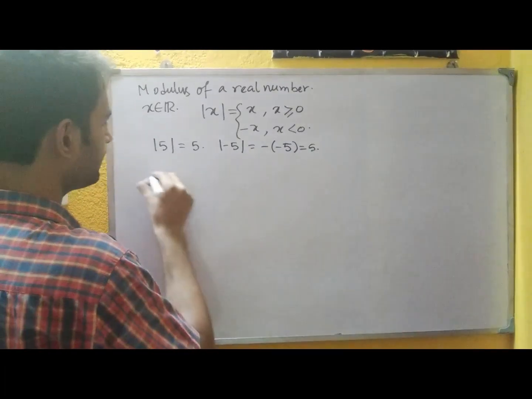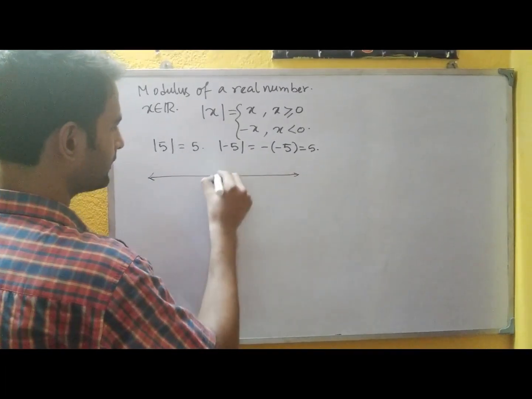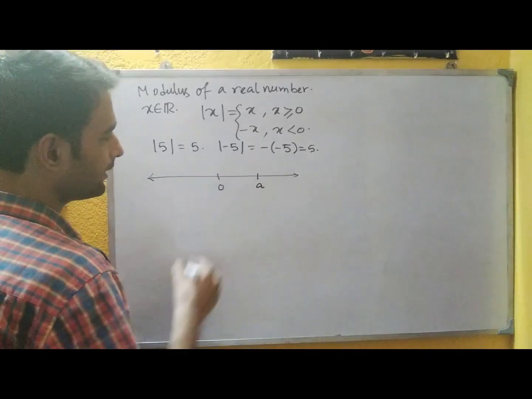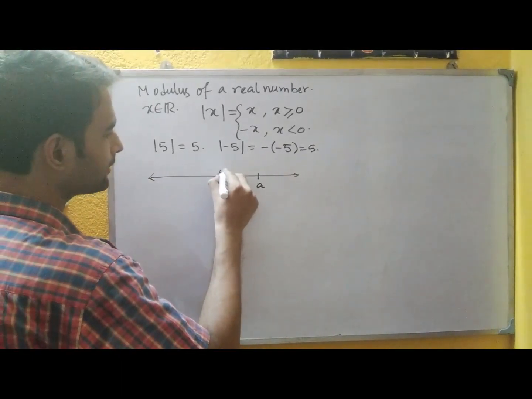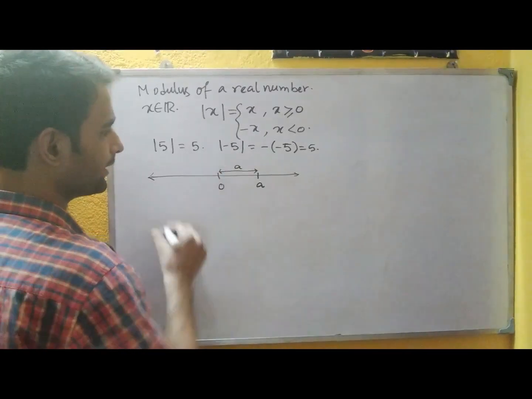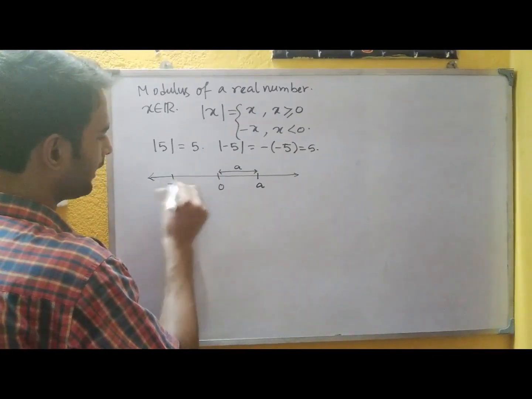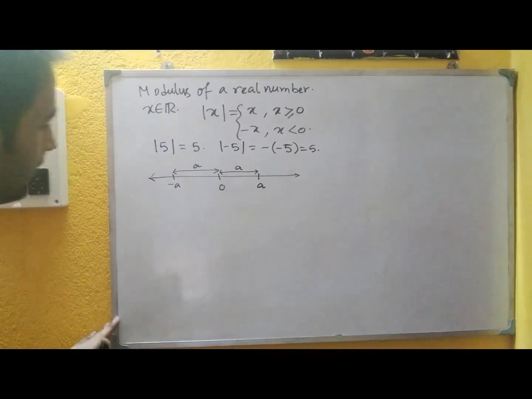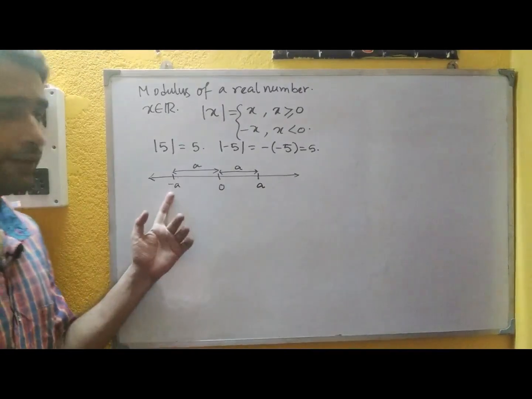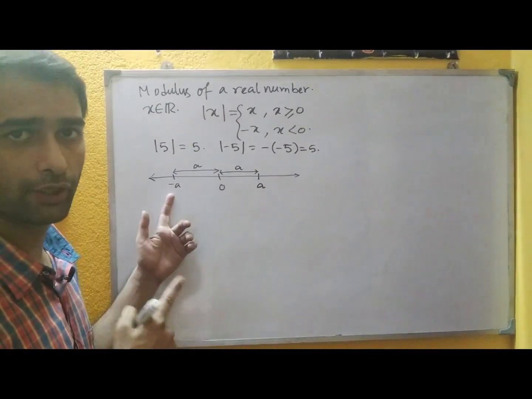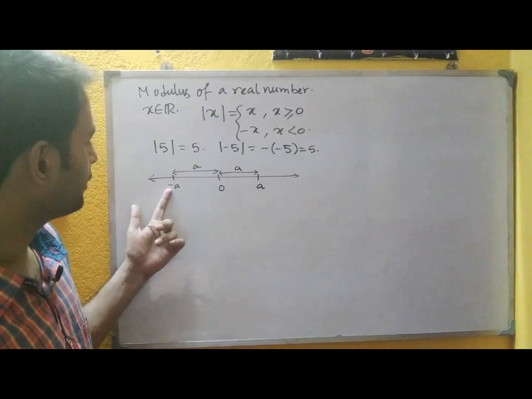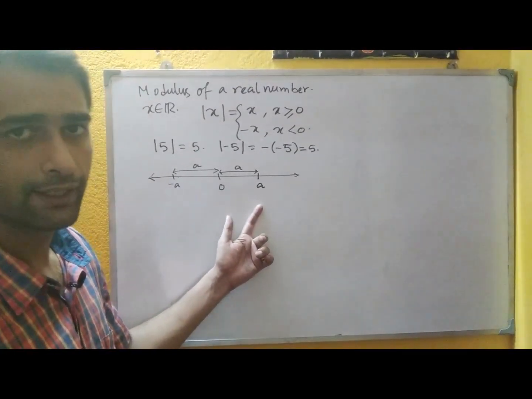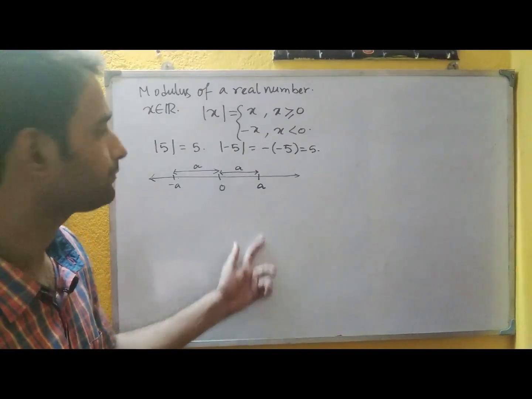So geometrically, this modulus has the meaning of distance. Suppose here is some point A, then the modulus of A is given by this length, which is A. Suppose here is the point minus A, then also the distance here will be only A. So that's how for negative numbers the modulus becomes only A, excluding the sign, and for a positive value the modulus of A is the value A.